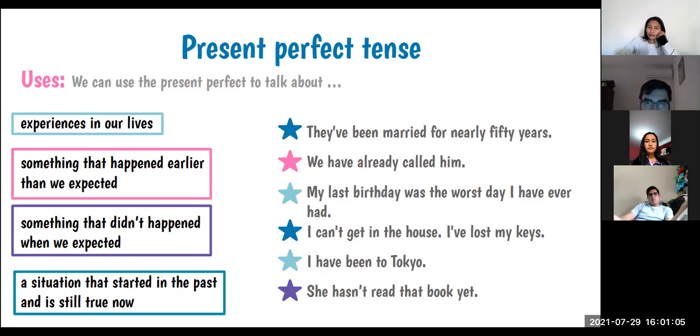And a situation that started in the past and is still true now in the present. Maybe, ¿me escucha, teacher? Yes. Okay. I've had my turtle for 15 years. Again, please. I've had my turtle for over 15 years. Yes, I have had my turtle for over 15 years.